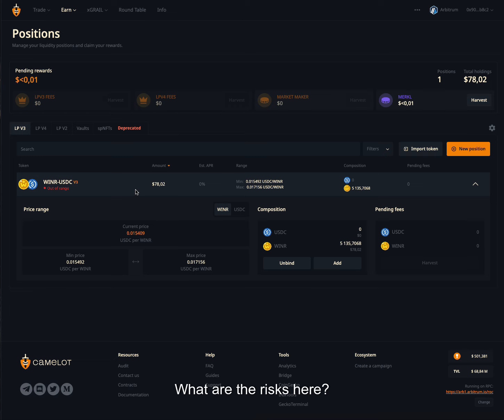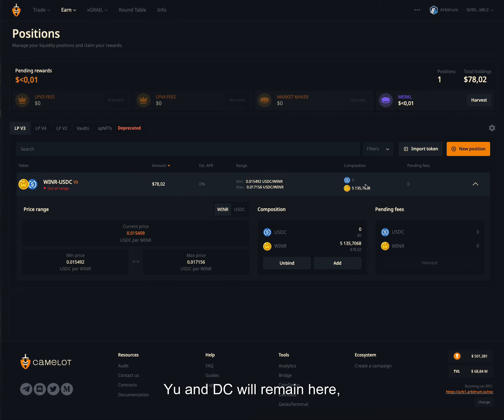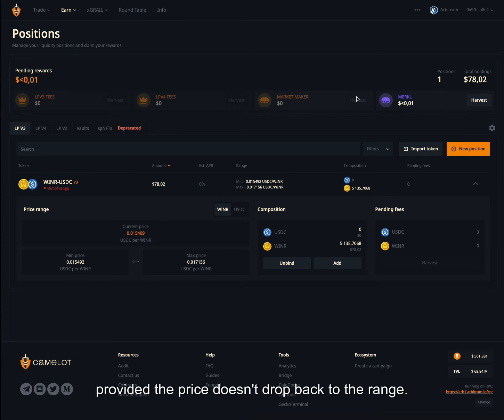What are the risks here? The risks include having this very cheap $78, when did I purchase it? This volume costs $400. If some sharp pump starts now, the price will go up. I'll be pushed out of range by the upper limit and the Wieners will be gone. You and USDC will remain here, along with the commissions we earn during this period, provided the price doesn't drop back to the range.